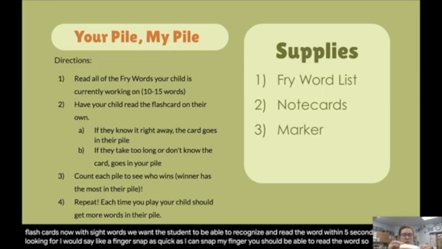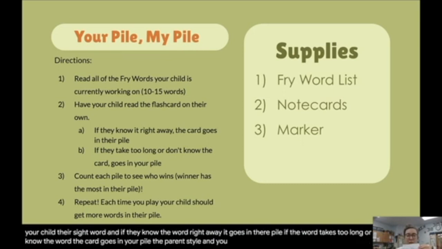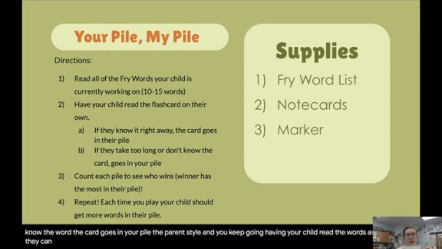So you will show your child their sight word, and if they know the word right away, it goes in their pile. If the word takes too long or they don't know the word, the card goes in your pile, the parent's pile. And you keep going, having your child read the words as quickly as they can.